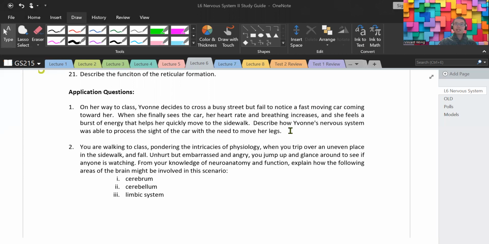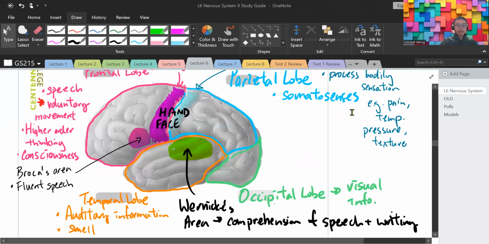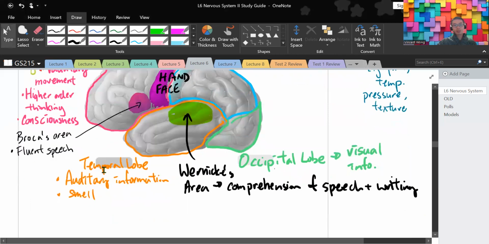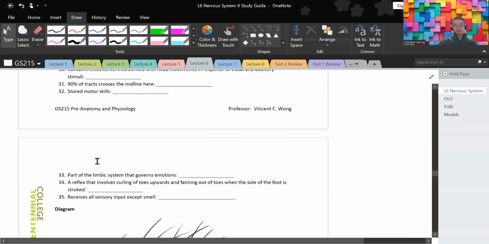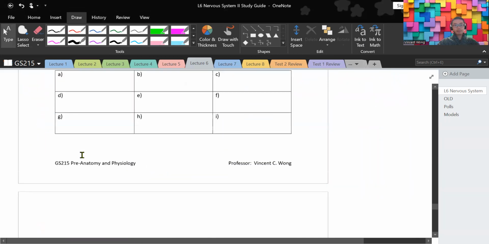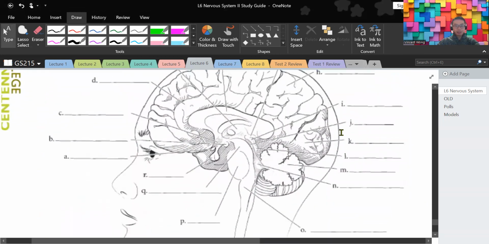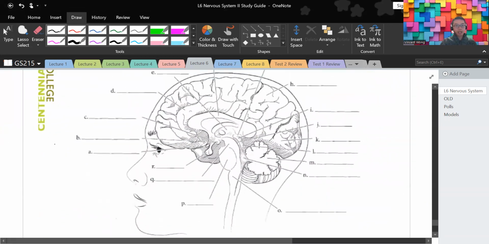But basically, it's the pathway that I described to you earlier. So the sight of the car coming, that's sensory input. It's going to be sent to which part of the brain? Let's use a different diagram. There's a lot of diagrams like right here. So this is Yvonne, and the car is coming.